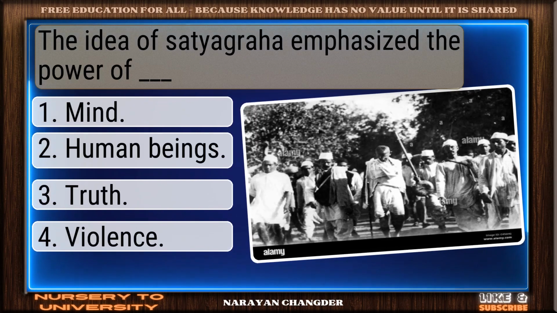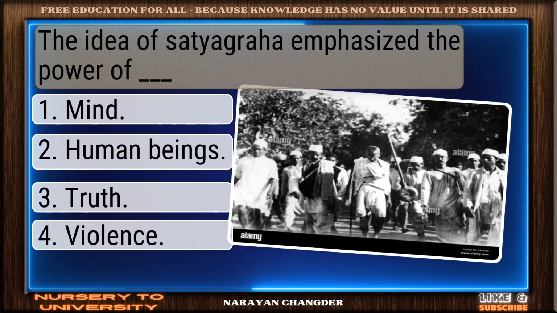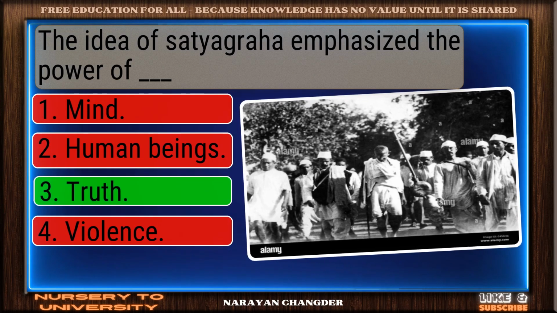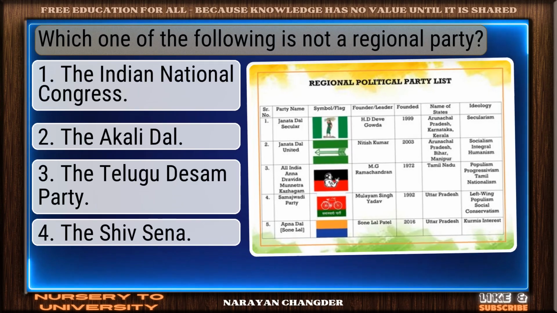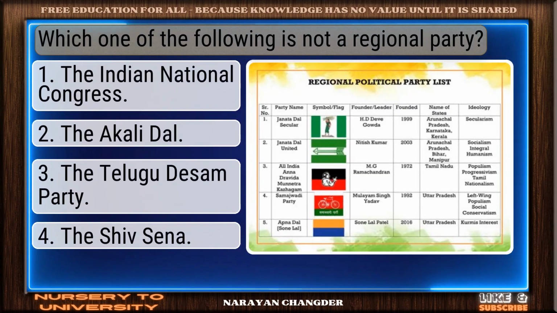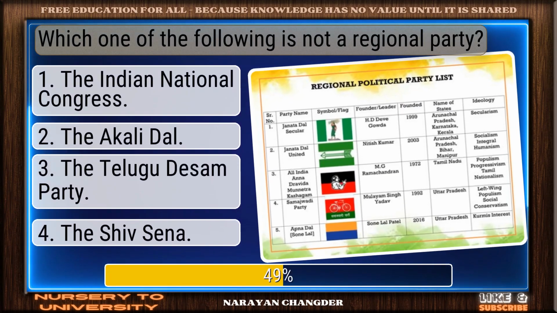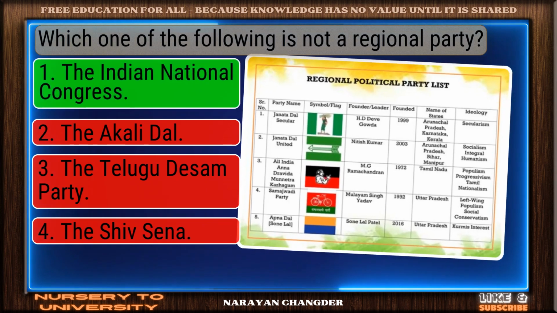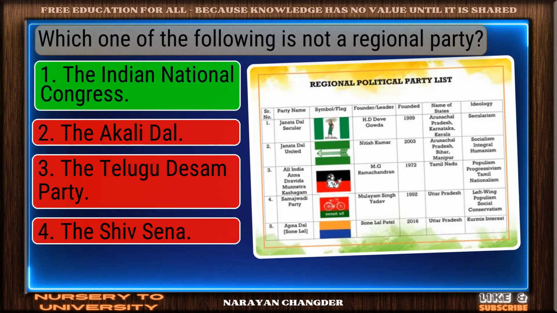The idea of satyagraha emphasized the power of... Correct response. Truth is accurate. Which one of the following is not a regional party? Right choice. The Indian National Congress is best.